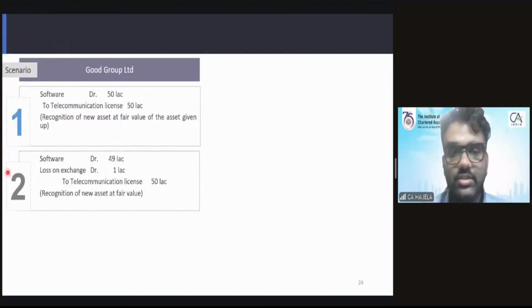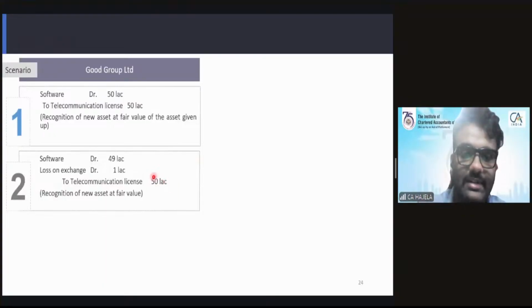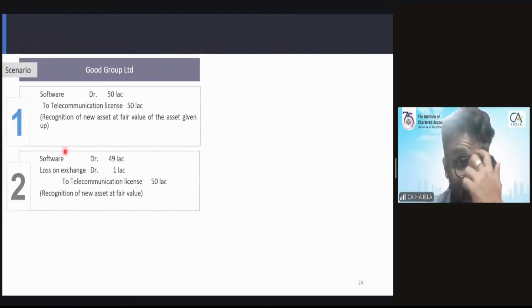the fair value of the new asset was given in the second scenario, that the fair value is 49 lakh for similar items. I am giving my telecom license from my books worth 50 lakh. I am crediting, I am removing this asset worth 50 lakhs. I am recognizing a new asset worth 49 lakhs because this is what the fair value is. What is the difference between scenario 1 and scenario 2? In scenario 1, I did not know the fair value of software. That is why I considered the fair value of the item I am giving as the fair value of the item that I am getting. But in this case, since I know the fair value of the item that I am getting, I'll be using it. Any difference goes in the gain or loss.